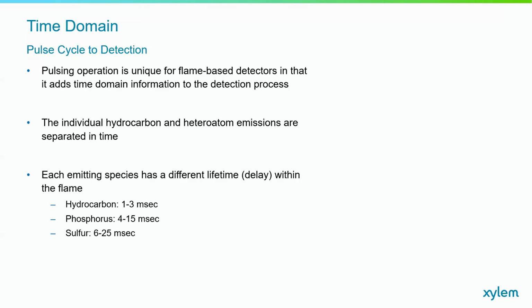Individual hydrocarbon and heteroatom emissions are separated, and here's a rough guideline for the delay for our target compounds in the PFPD. Hydrocarbon typically is your background, so that's important to know. And then the two most common target compounds would be phosphorus and sulfur, with phosphorus emitting a little bit sooner than the sulfur.